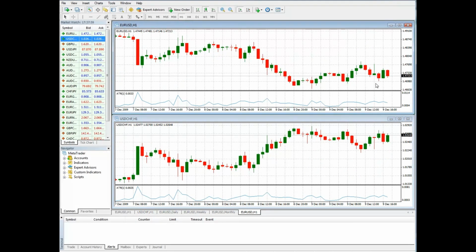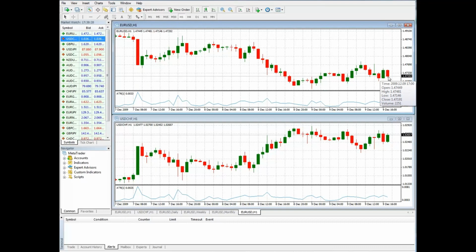Okay. So here's something interesting. We're actually going to place a trade, and we're going to use correlation to help us out. And I'll show you how you can do that. There are ways that you can offset your risk by using correlation that are very, very handy. So here, let's take a look here.